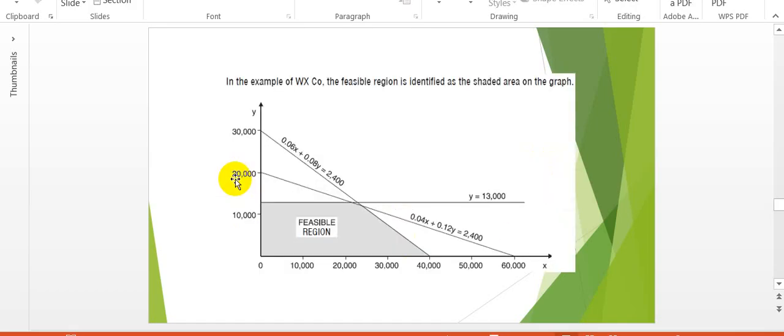So you can have any combination in here to produce our x and y. Any combination can be made here because this is within the constraint. You cannot make a combination outside here, outside there, this side or this side, because you don't have enough resources. You are restricted because of the constraints. If you produced above 13,000 here, no one will buy because the demand is only 13,000.